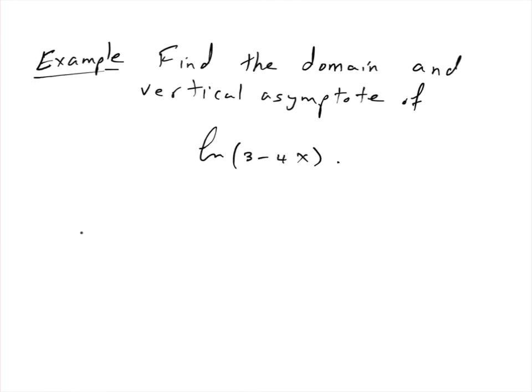So for the domain, what we need is to make sure 3 minus 4x is positive. We learned that you cannot have ln of 0 or ln of a negative number. So this input has to be always greater than 0. That makes 3 greater than 4x, or x less than 3/4.